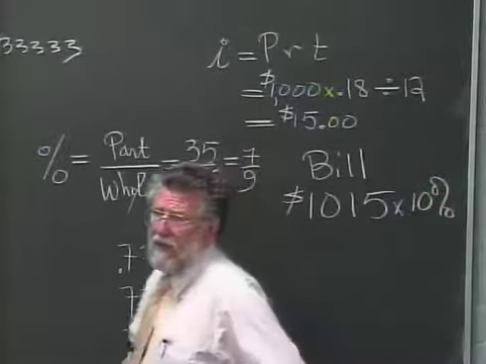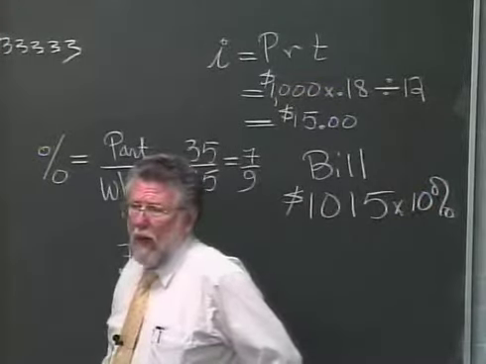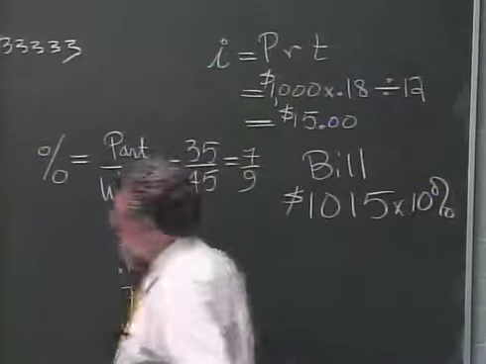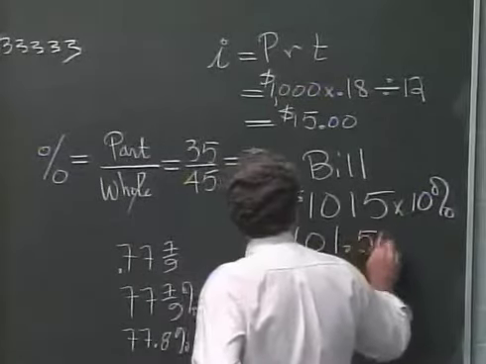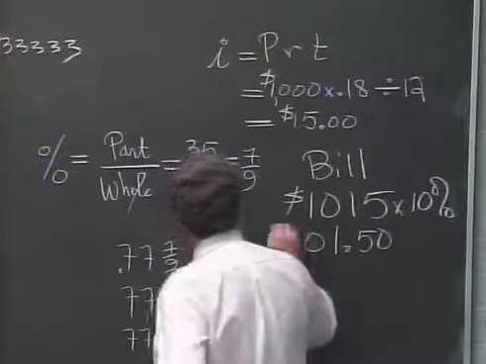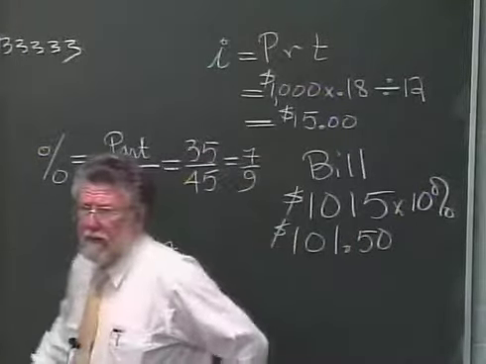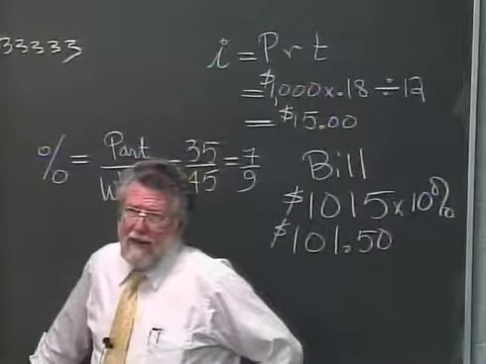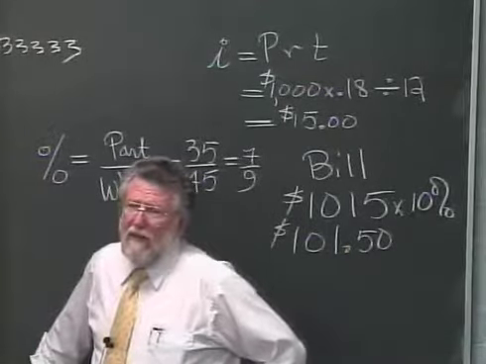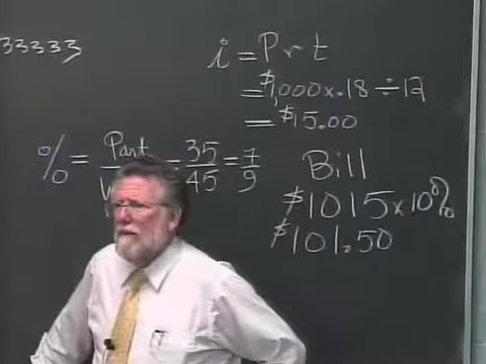Now the equivalent of that is to do what? Move the decimal one place to the left. So I'm actually paying $101.50 in that first month. Now does that, well, in the first month that's not a bad idea.